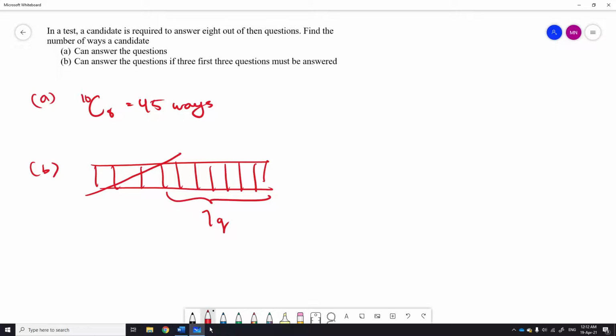So since 3 are already answered, it means we have another 5 that are required to be answered. So that will be 7C5, which is equal to 21 ways.